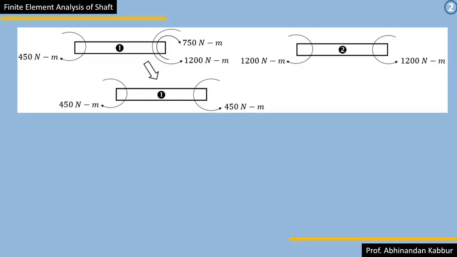So this is the first portion here, and this is second portion here. So I'll start from the right hand side. So right hand side I have a counterclockwise couple of 1200 Newton meter. So this second portion, which is of 2.5 meter, and first portion is also of 2.5 meter.